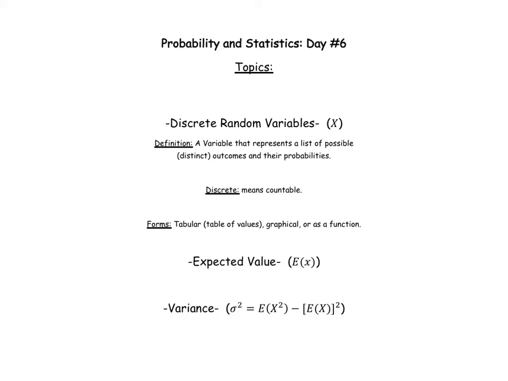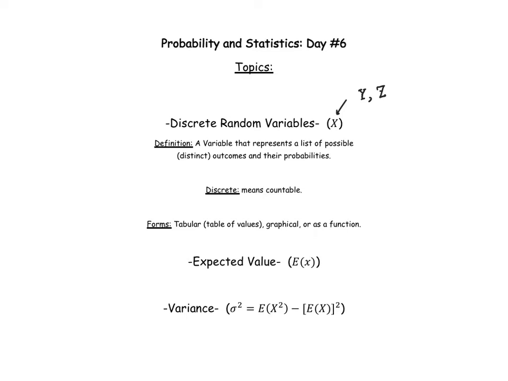HLAA, Probability and Statistics, day number 6. We're going to talk today about discrete random variables. A very typical variable used is this capital X, but you might also see, as I'll mention in a couple minutes, a variable Y or a variable Z to represent these discrete random variables. By definition, a discrete random variable is a variable that represents a list of possible distinct outcomes and their probabilities.